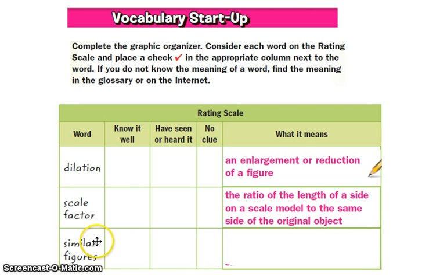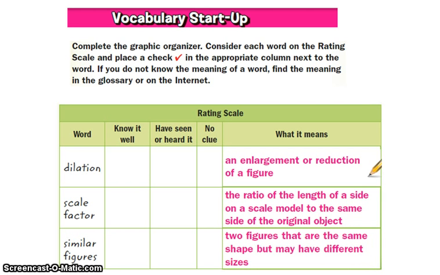Now, we've also talked about what similar figures are. Let's take a look at the definition of similar figures. 2 figures that are the same shape but have different sizes. That's what a similar figure is, okay? That's different than congruent. Congruent means same shape, same size. Similar can mean 2 figures that are the same shape but different sizes.